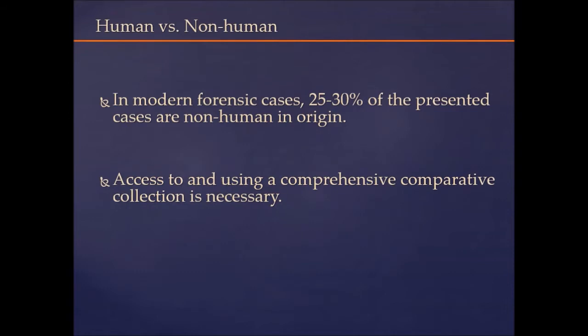In the vast majority of forensics cases, I would say nationwide, somewhere around 25 to 30% of presented cases are non-human in origin, meaning the bones that they bring in to a forensic anthropologist are usually not human bone. This number goes up dramatically in cities, though. I've mentioned that before. In the city, the vast majority of what we get is non-human bone that city folk just don't recognize as animal bone.